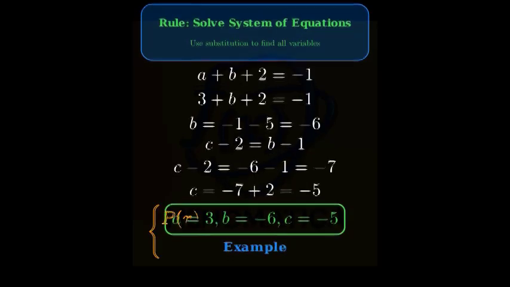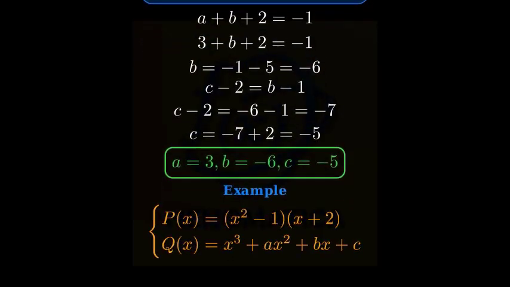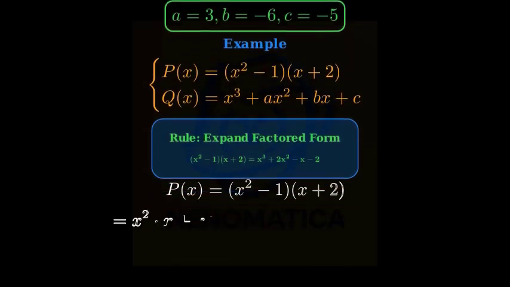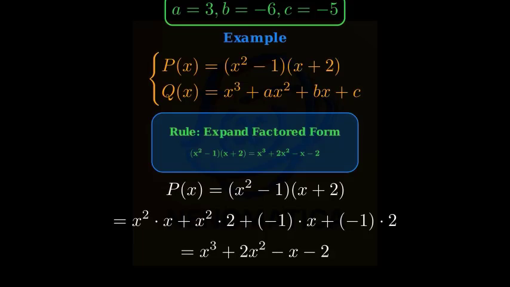In this case, we have a factored polynomial p of x equal to the quantity x squared minus 1 times the quantity x plus 2. And we want to find values of a, b, and c that make it identical to polynomial q of x, which equals x cubed plus ax squared plus bx plus c. First, we need to expand the factored form of p of x to compare it with q of x. We'll multiply the quantity x squared minus 1 by the quantity x plus 2. This gives us x cubed plus 2x squared minus x minus 2.